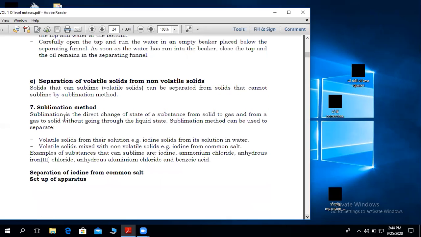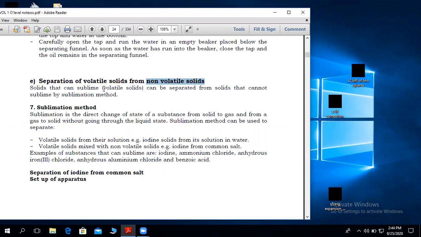Now, today, let us look at how we can separate. We are now looking at separation of volatile solids from non-volatile solids. By non-volatile solids, we mean solids which do not easily melt, or which are not easily affected by heat. Those are non-volatile solids. Then volatile solids, these are solids which are easily affected by heat.